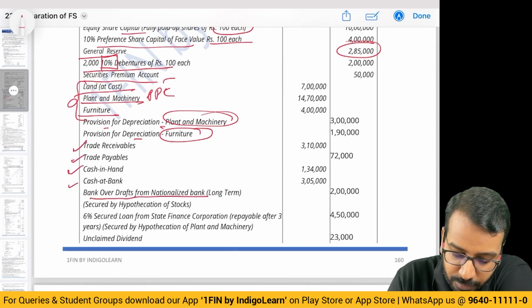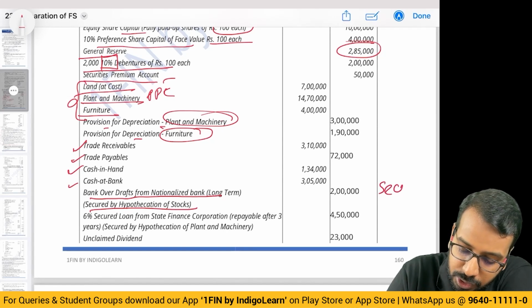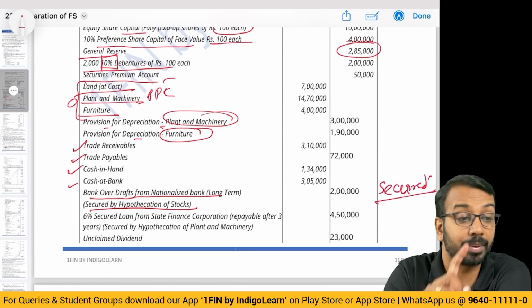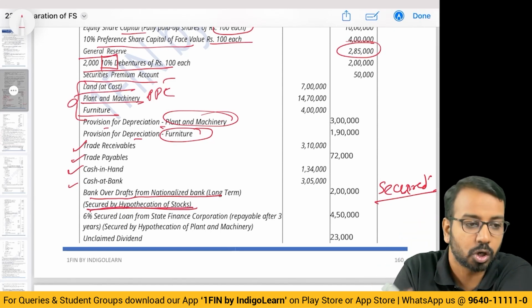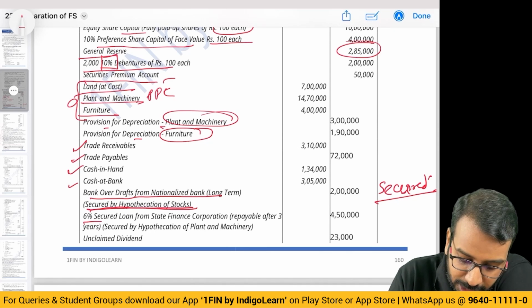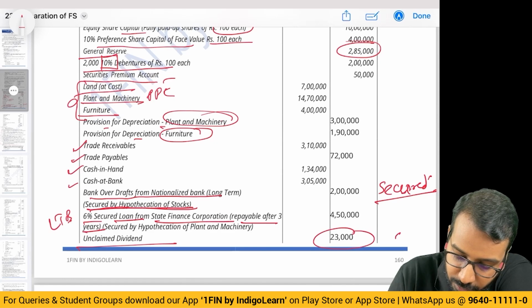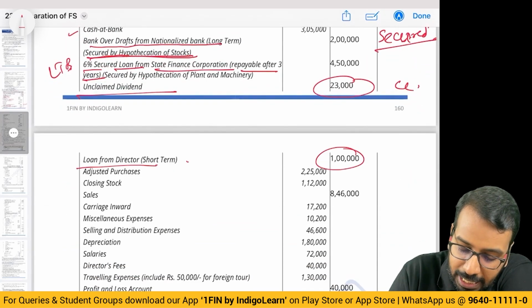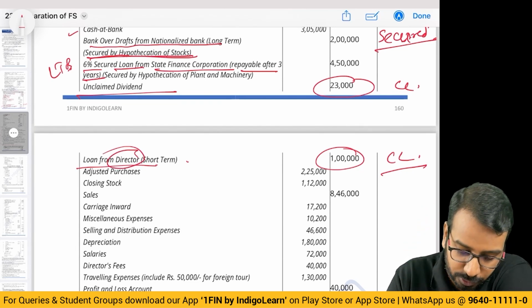Bank overdraft from nationalized bank secured by hypothecation of stock. So this is your secured loan. You have to show it separately that it is secured, and you also have to say it is secured by hypothecation of stock in the balance sheet. 6% secured loan from State Finance Corporation, repayable after 3 years, long-term borrowing. Unclaimed dividend, 23,000, current liability. Loan from director, short-term, 1 lakh, current liabilities, because it is from a director, a related party, separate disclosure.